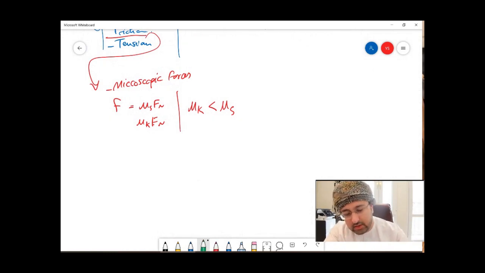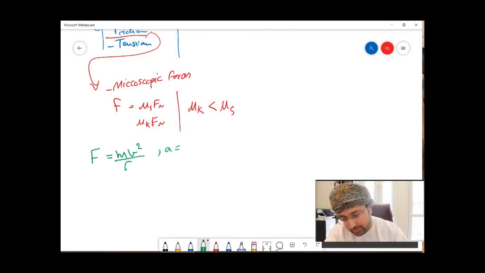We then discussed circular motion, where we said the force to keep something going in a circle is F equals m v squared over r, and the acceleration is v squared over r.